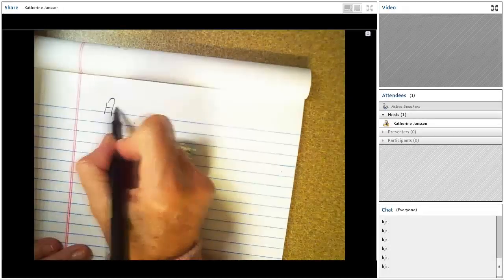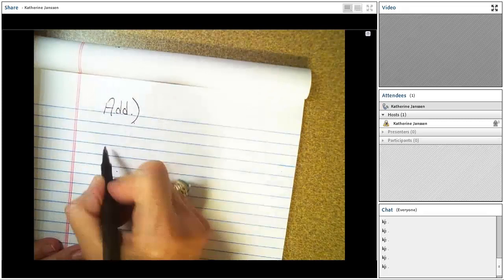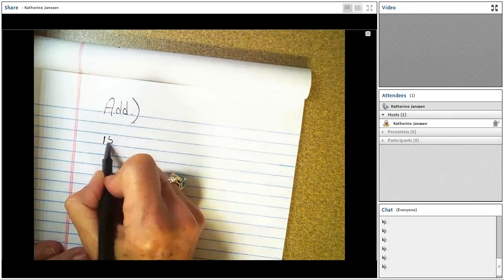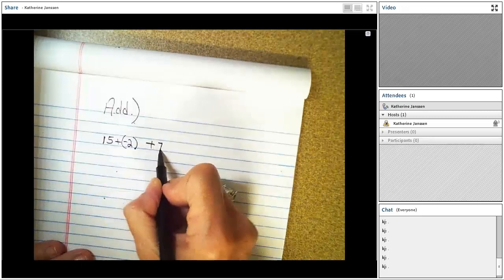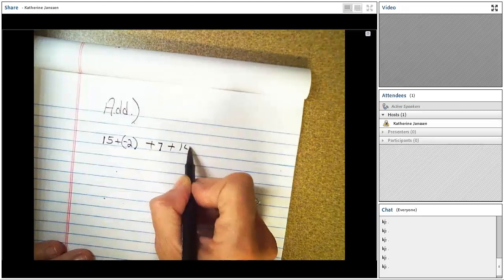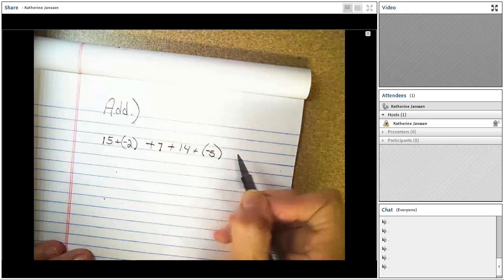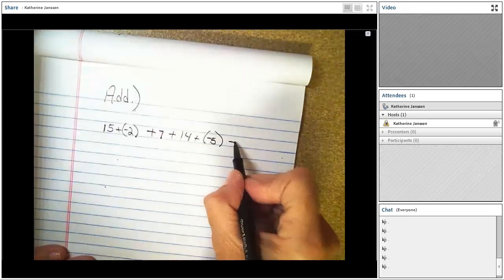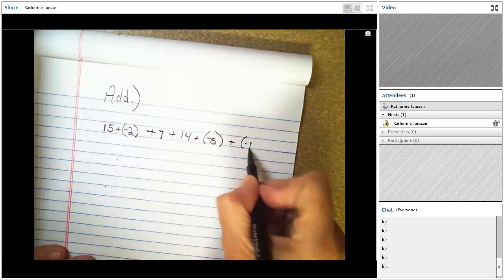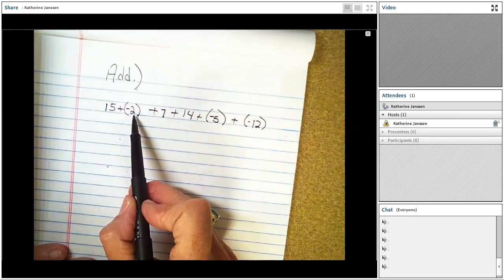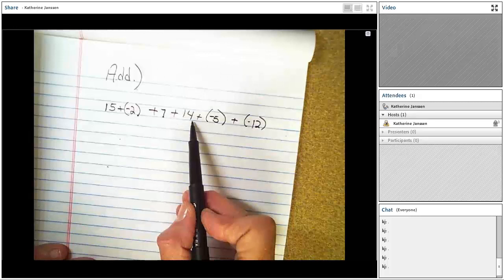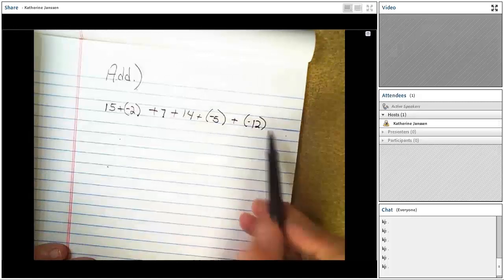Now there may be times that we're asked to add. In this case, I have 15 plus a negative 2, and I'll protect that sign with parentheses, plus 7, plus 14, plus negative 5, and I'll protect the sign with parentheses, plus a negative 12, and I'll protect the sign with parentheses. 15 plus a negative 2 plus 7 plus 14 plus a negative 5 plus a negative 12.